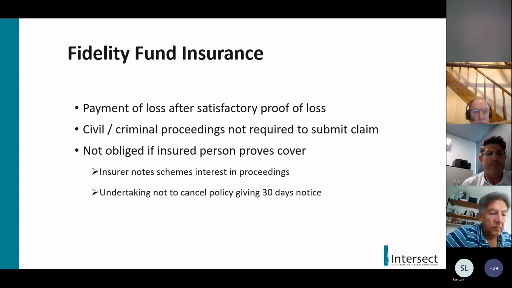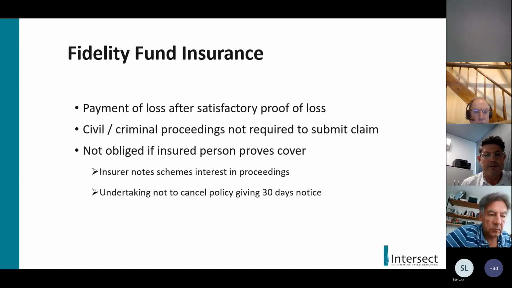And there are 2 points that are quite important: the insurer must note that the scheme is in the process of applying for Fidelity Fund Insurance due to loss of funds. And then there must be an undertaking from the insurer not to cancel the policy within 30 days after they've been informed of the proceedings that are taking place.